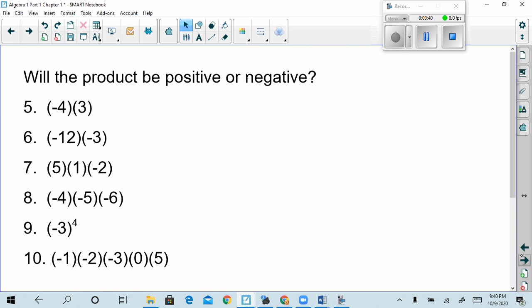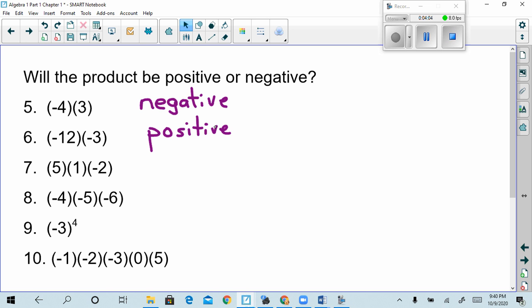Our next topic involved multiplication and division of integers. But before we did any multiplying, we talked about, will the product be positive or negative? If the signs are unlike, we have a negative product. Looking at number 6, the signs are the same. That will give me a positive product.